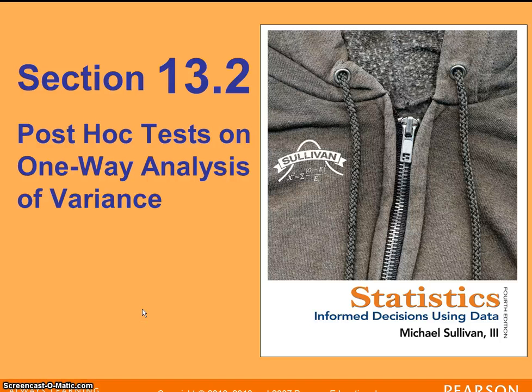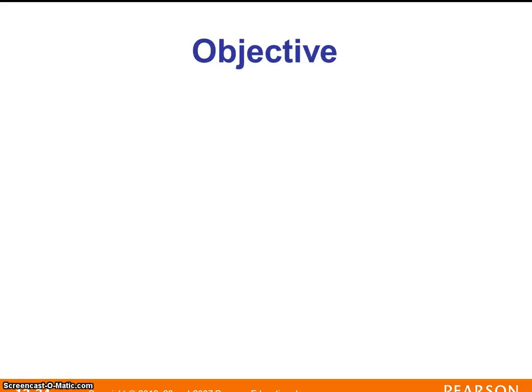Hi everybody. So this lecture is on section 13.2 on the post hoc test on one-way analysis of variance. So this is basically what you would want to do after you perform the ANOVA test in 13.1. And so there's really only one objective in this section, which is to perform what's known as the Tukey test, named after John Tukey.